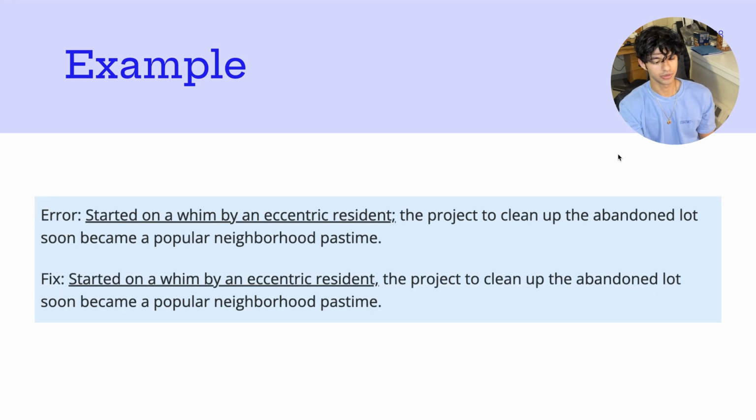All right, last example. Started on a whim by an eccentric resident, the project to clean up the abandoned lot soon became a popular neighborhood pastime. So if you can see, the underlined portion is definitely a dependent clause. And what did I say about dependent clauses? They require at least 1 comma. So you can't just put a semicolon there. There has to be a comma in this sentence. So that's the fix. You just add a comma.